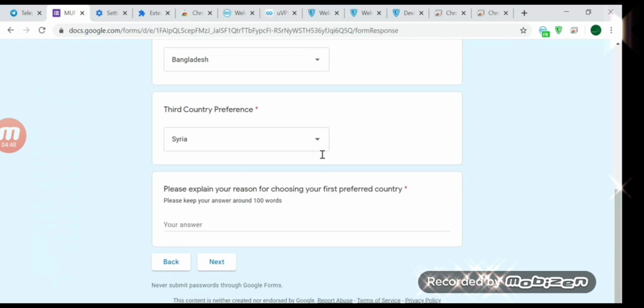And right here we are supposed to write another motivational essay. Explain your reason for choosing your first preferred country. So what you can do in this sense is just research the country. For instance, if you choose the United States as the first choice, you need to research what kind of things the United States is doing in terms of the children's refugee crisis and what the actions are, whether they are effective.